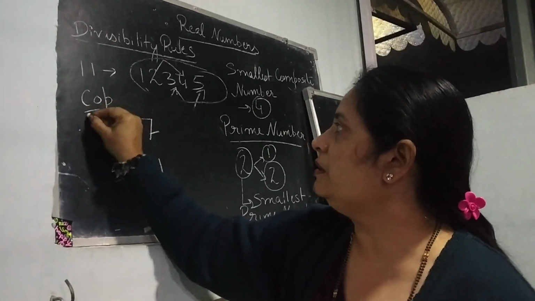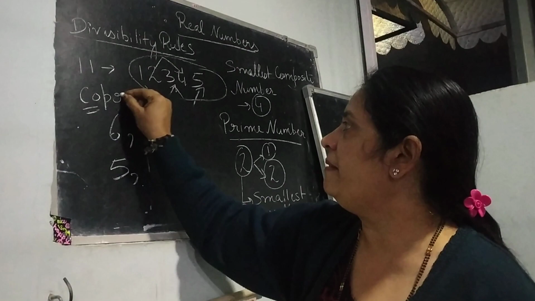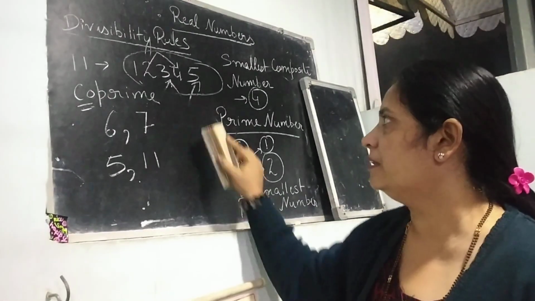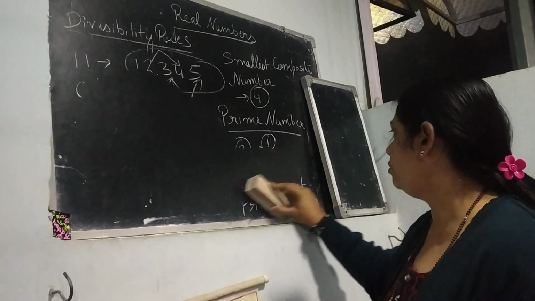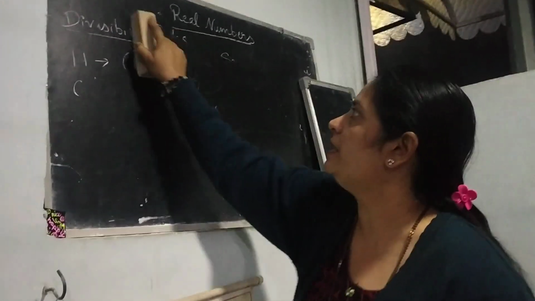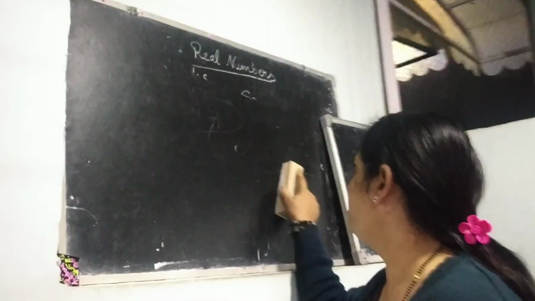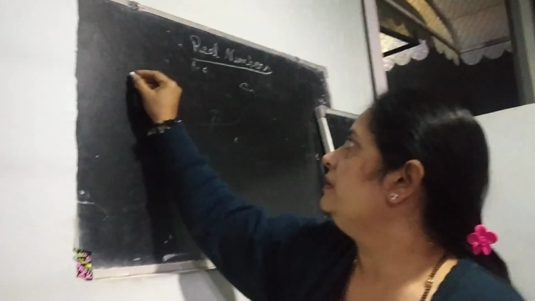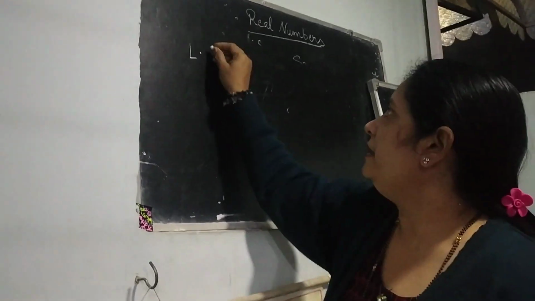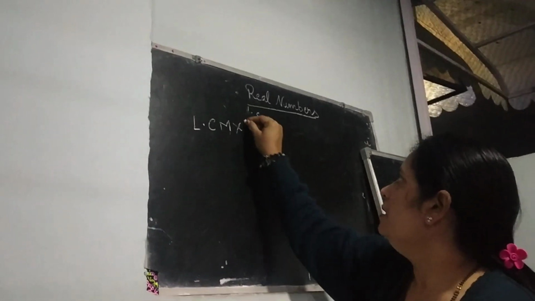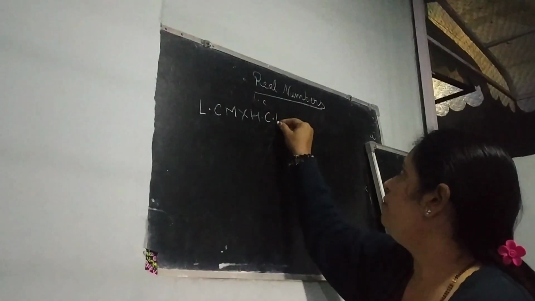So these are co-prime. Co means together, right? Prime in relation to each other. These are co-prime numbers. So coming to the topic now further, these were the basic concepts which are important for real numbers. Now coming towards LCM and HCF. Now there is a basic rule: LCM multiplied by HCF is the important formula.